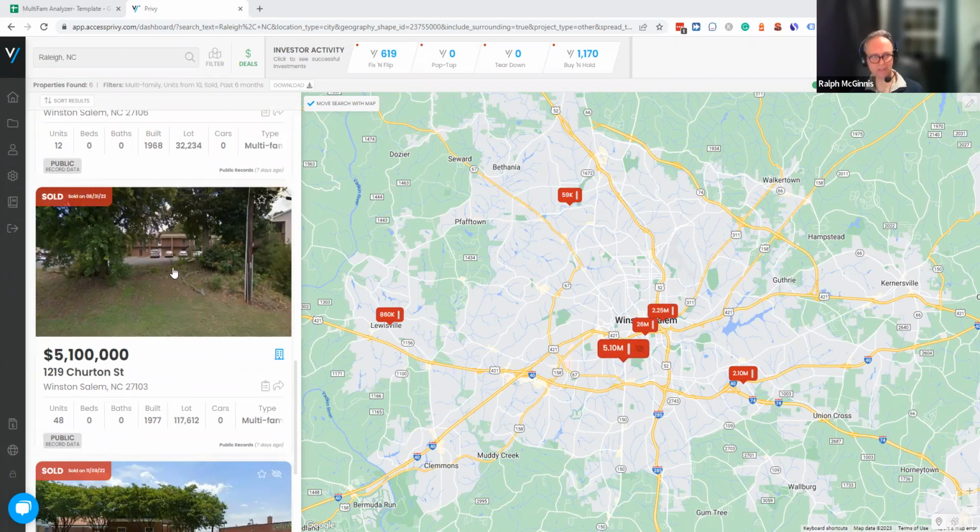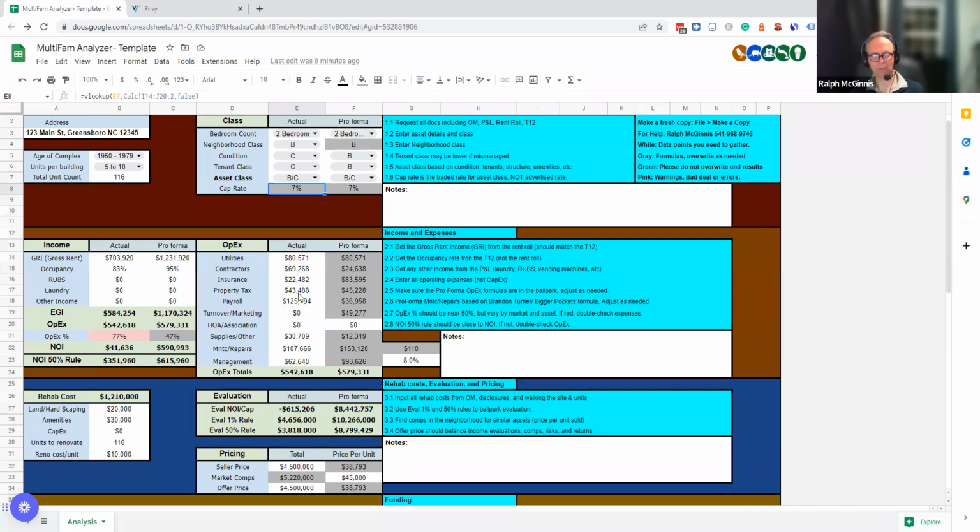You can use Privy to a certain degree. Crexi also you can use to a certain degree, but you really should depend on realtors, brokers, and not just any realtors or brokers. I'm talking about commercial brokers that work with multifamily and know the multifamily market. They can tell you what a Class A is trading for in the area, what a Class B is trading for, what a Class C is trading for. And once you get those cap rates, you can do the right evaluation off of those cap rates.